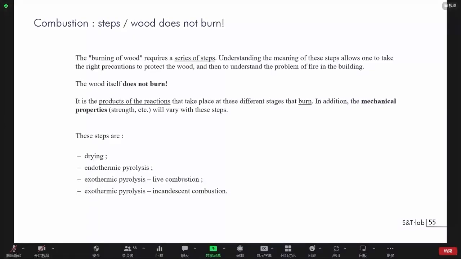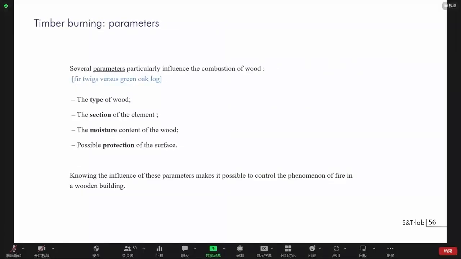You will see that there are several steps. Actually, the timber does not burn itself. It will be decomposed into several products, and depending on the temperature that will be met by this timber, this decomposition product will be more or less flammable. And this is why you need a first process of decomposing wood with energy to release this material that will be able to enter into the burning step.